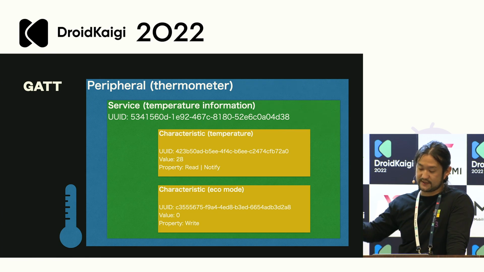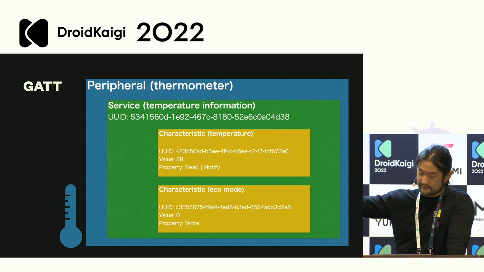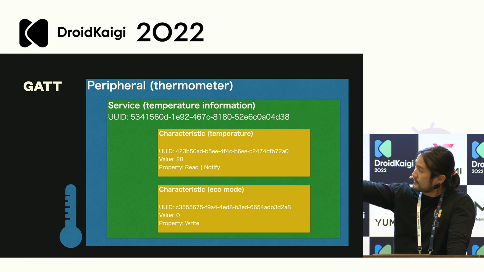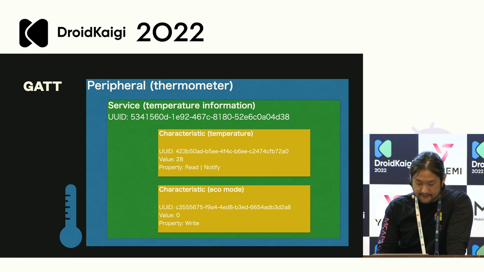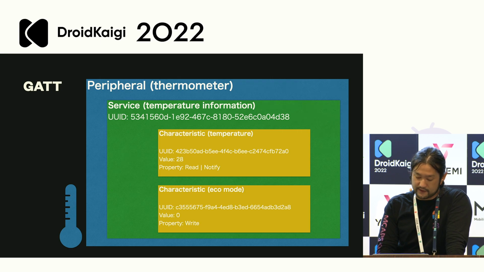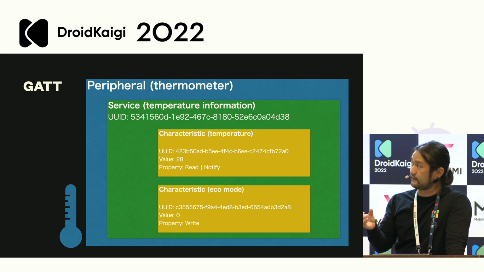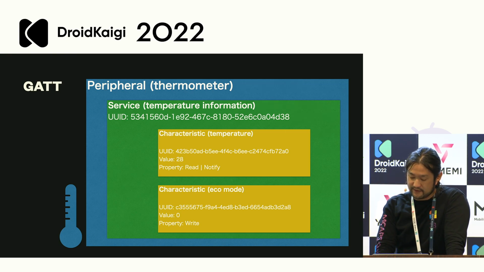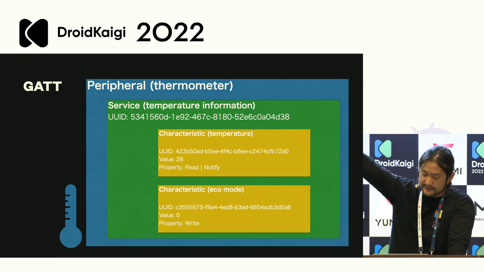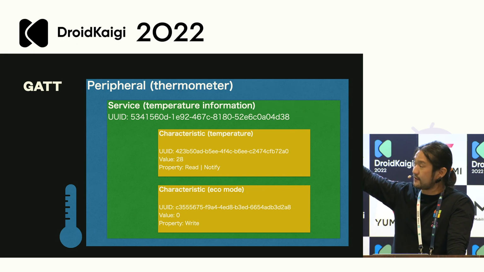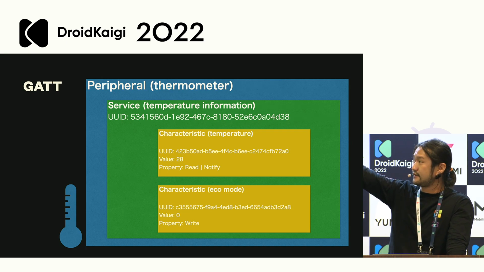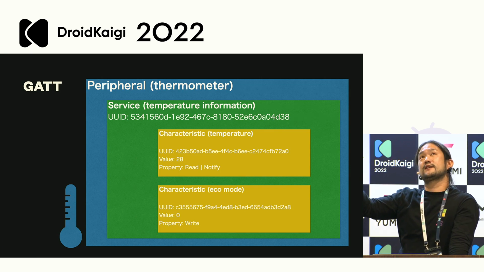Here, the peripheral, which means a sensor device, is a thermometer, which is described as the blue rectangle. And the thermometer has the service of delivering temperature information. This is the green part. And there is naturally some information about the temperature itself in that. The first yellow one is a characteristic that has the temperature, I mean the number. Here in this case, value 28 means 28 Celsius.